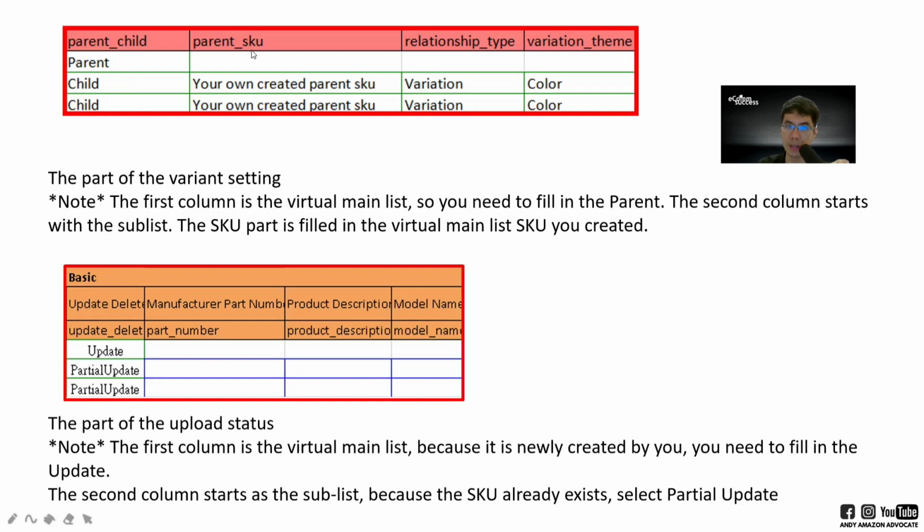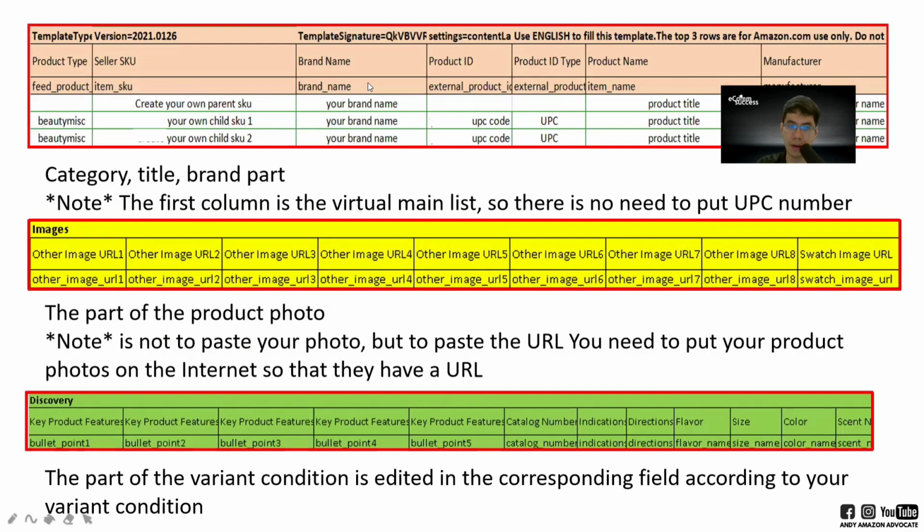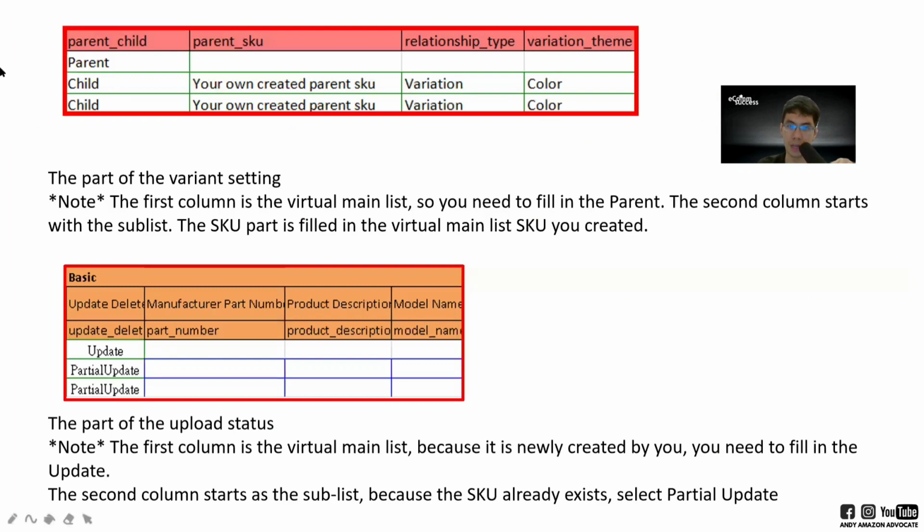And for this parent SKU, you put your own created parent SKU. You remember that you created your own parent SKU over here. So let's say you put ABC123 over here. So in here, you put ABC123, ABC123. And what's the relationship type? You just type in the word VARIATION. Put in variation.